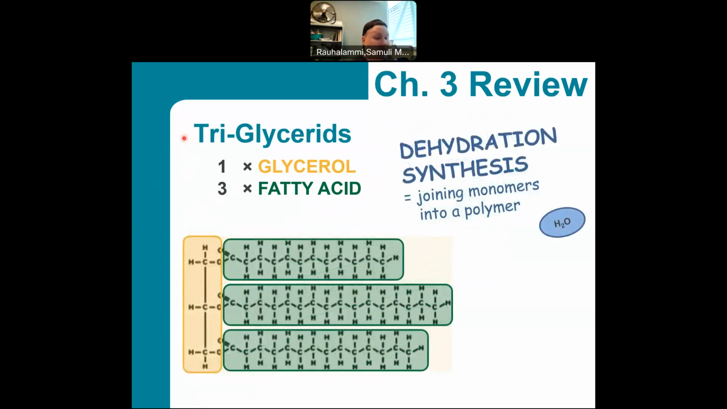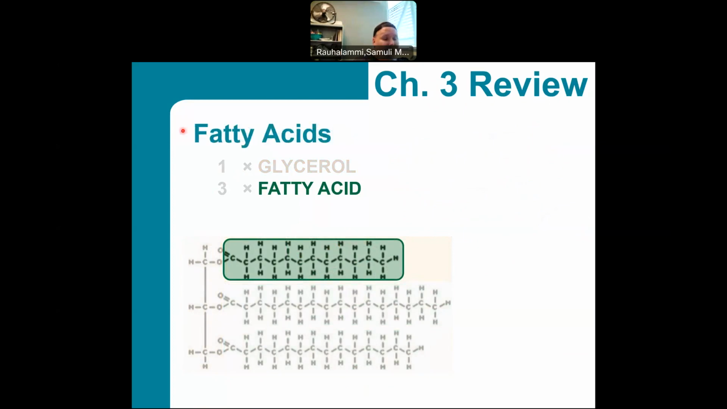We also could put together three fatty acids and a glycerol into one triglyceride by a process of dehydration synthesis, where we're joining these subunits into a larger molecule. This is a nice reminder of what we've already learned. But I want to shift our focus to fatty acids when we're talking about the fats. I think these fatty acids merit a little bit more consideration from us.